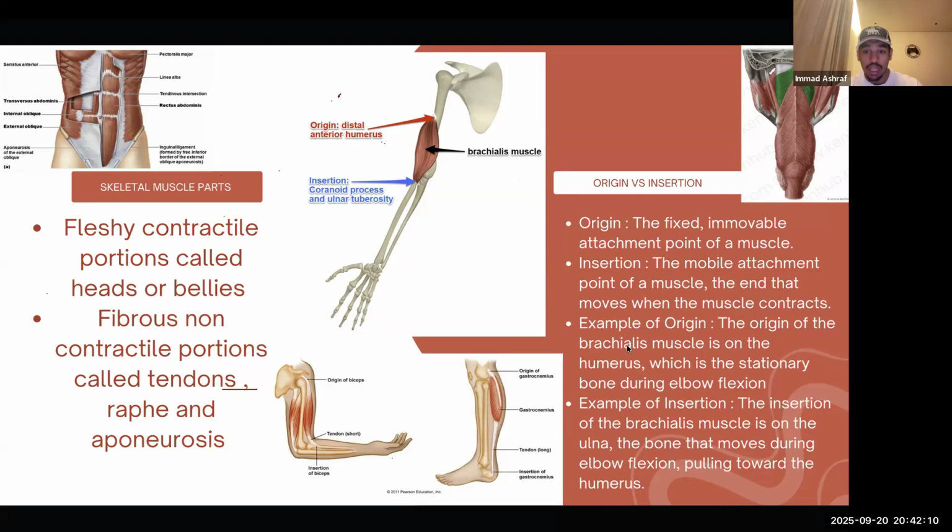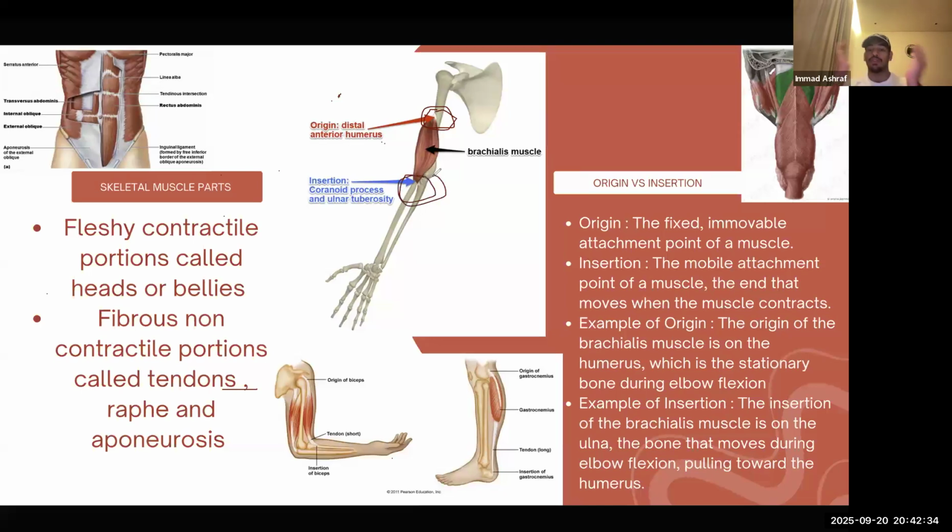For example, you have the brachialis muscle. The brachialis muscle is the main flexor of the elbow, right? It's a muscle that's present under the bicep. The brachialis muscle originates on the humerus. Here's the picture that I got for you guys. This is where it originates, on the humerus, and then it inserts here on the ulna.